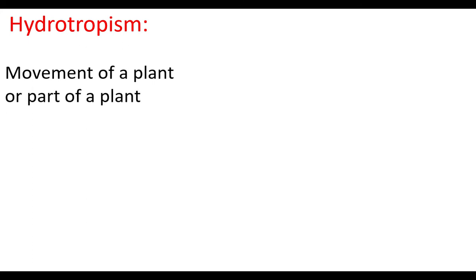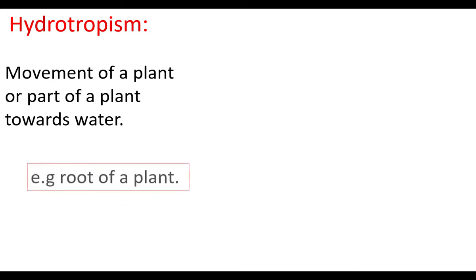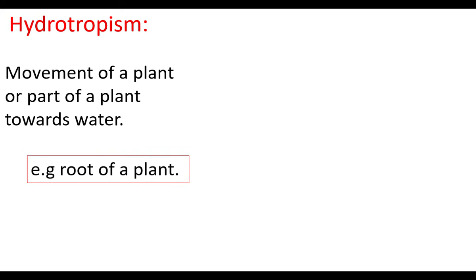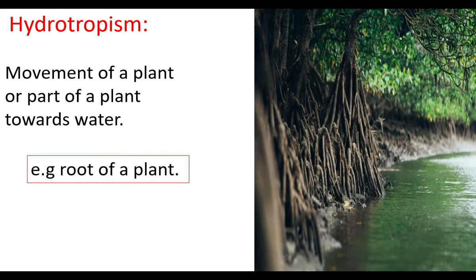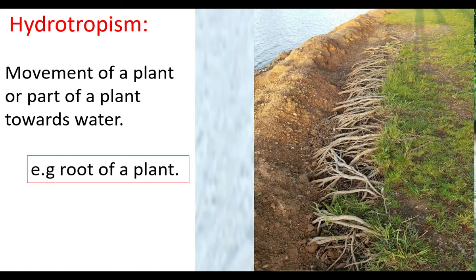Hydro means water. Movement of a plant or part of a plant towards water is called hydrotropism. The root system of a plant shows hydrotropism. Roots grow towards water. Here this diagram shows a lot of roots. They grow towards the direction of pond water.